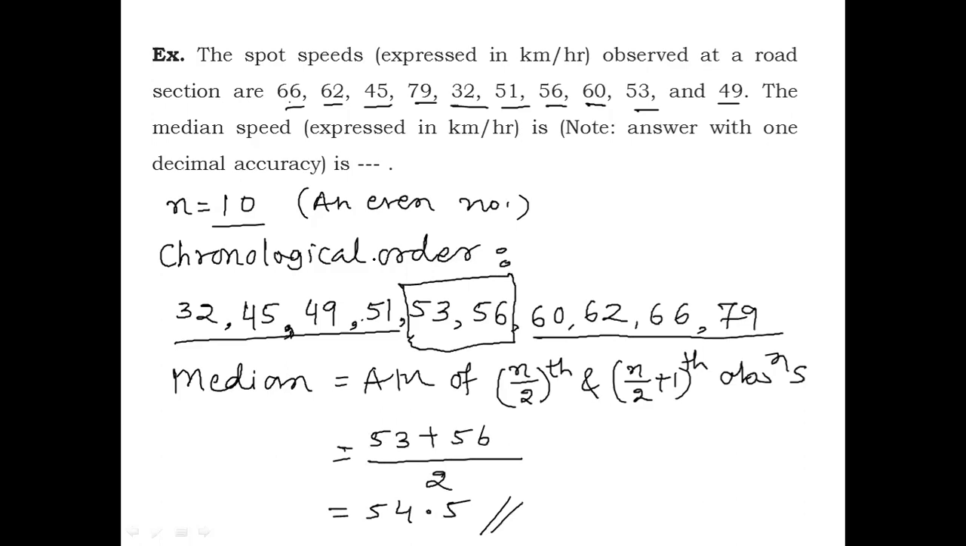So you can see that among these 10 observations, exactly 5 will be smaller than this, and again the same number of observations will be larger than this. So median is nothing but that value below and above which there are an equal number of observations, for the middlemost observations.